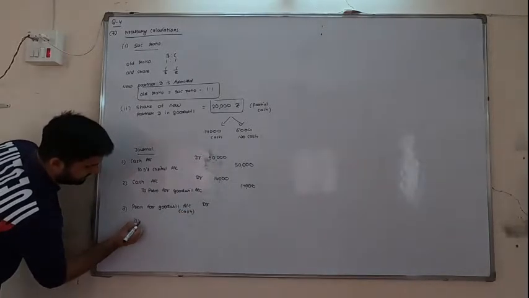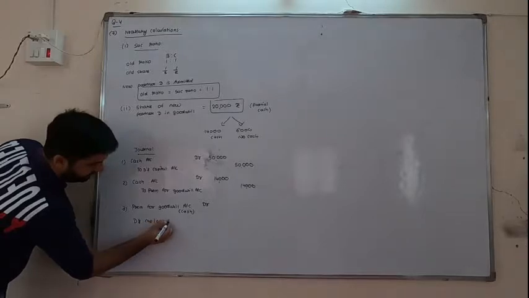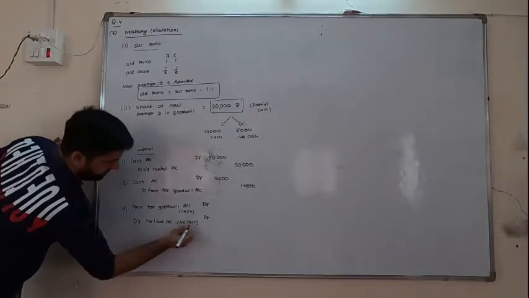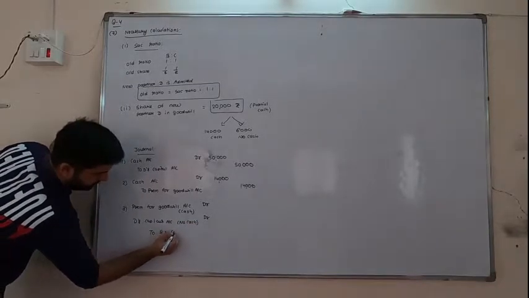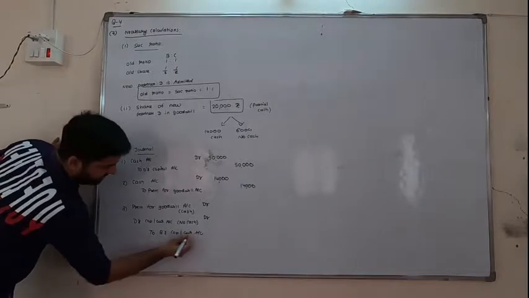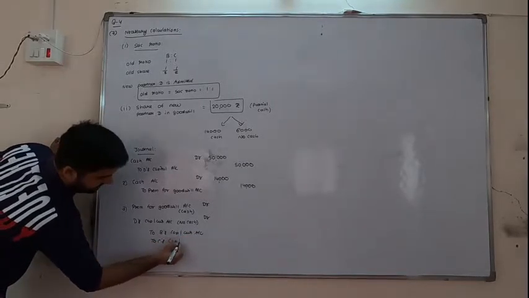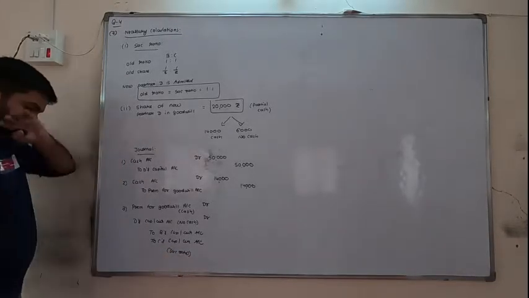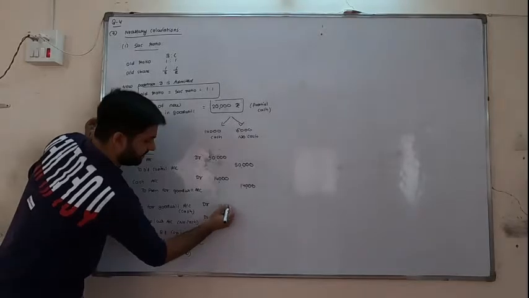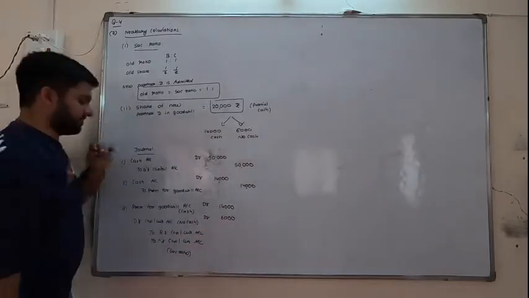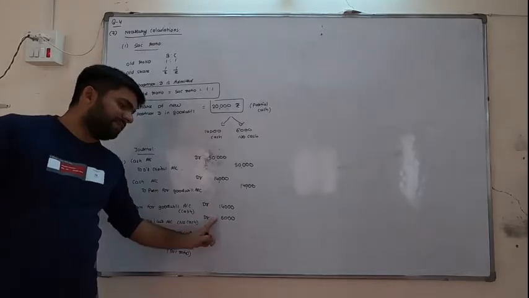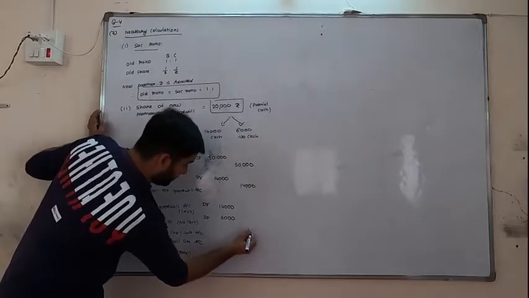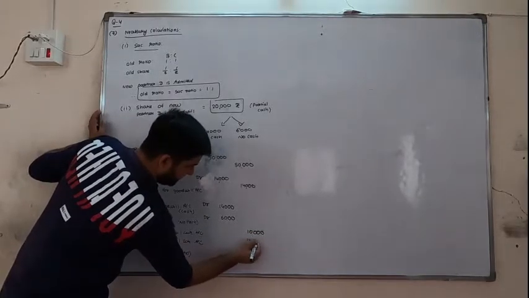Then the new partner's name is D. D's capital or current account debit, this is no cash, 6,000. To B's capital or current account 10,000, to C's capital or current account 10,000, in the ratio of sacrifice. Premium is 14,000, no cash is 6,000. If you make the total, 14 plus 6 is 20. Now out of this 20,000, in the equal ratio, 10,000 each will get.